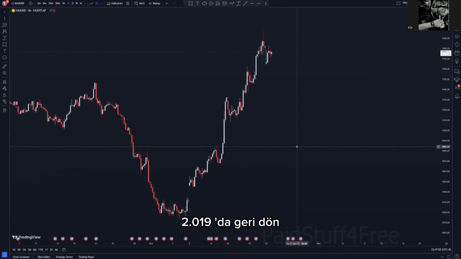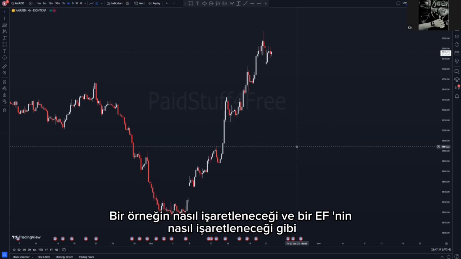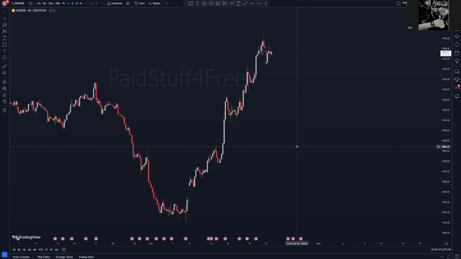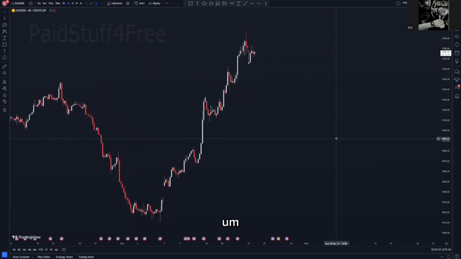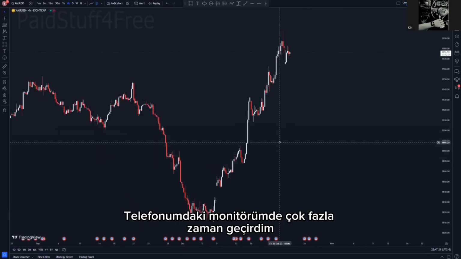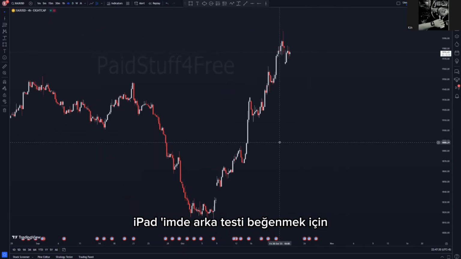Back in 2018 or 2019, I had already learned the basics of the engulfing trading system, like how to mark an ED and how to mark an EF. I spent too much time on my monitor, my phone, and my iPad doing back tests. The minimum was 18 hours per day.